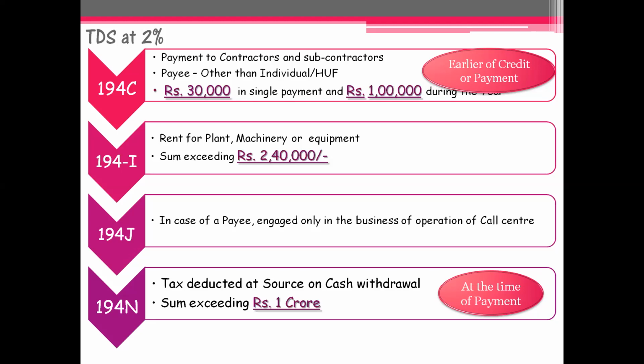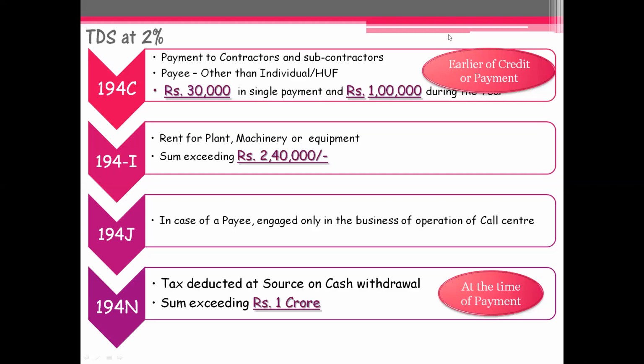So there are totally 3 sections in this category, that is at 2%, which are also getting covered under other sections. So 194C gets covered for 1% also in certain scenarios, I and J under the 10% scenario. 194N, since this is a new section, you might be tested and it is given in detail in your RTP.